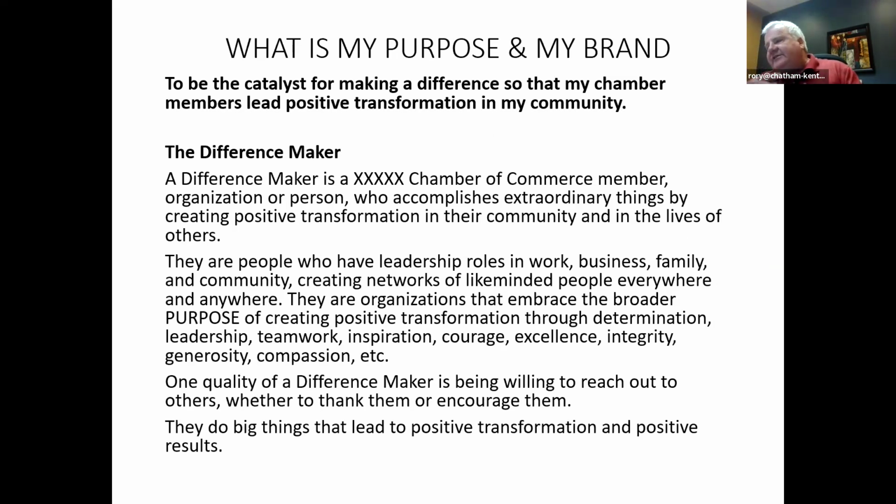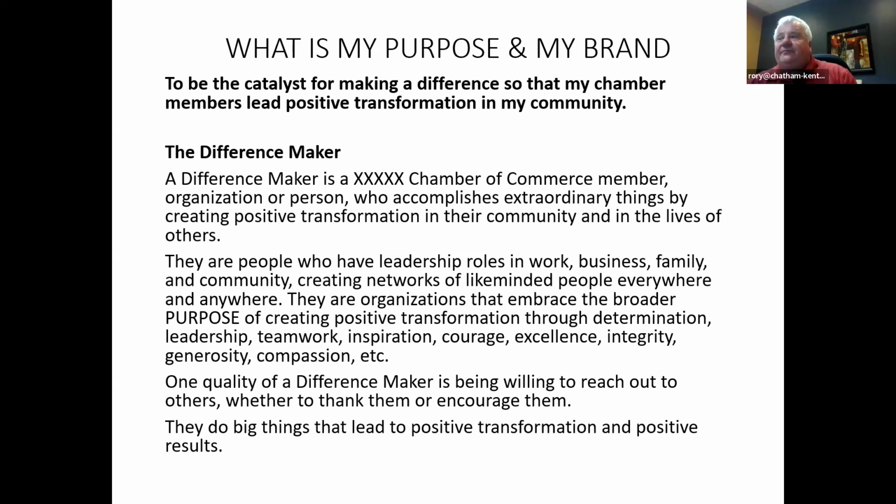And then when we looked at this and applied it to the Sault Ste. Marie market, and this is still an evolution that, like everything, should always be evolving, we looked at this as being the catalyst for making a difference so that chamber members leave positive transformation in the community. So our purpose statement reflects into the definition that a difference maker is a Chamber of Commerce member, organization, or person who accomplishes extraordinary things by creating positive transformation in their community and the lives of others.